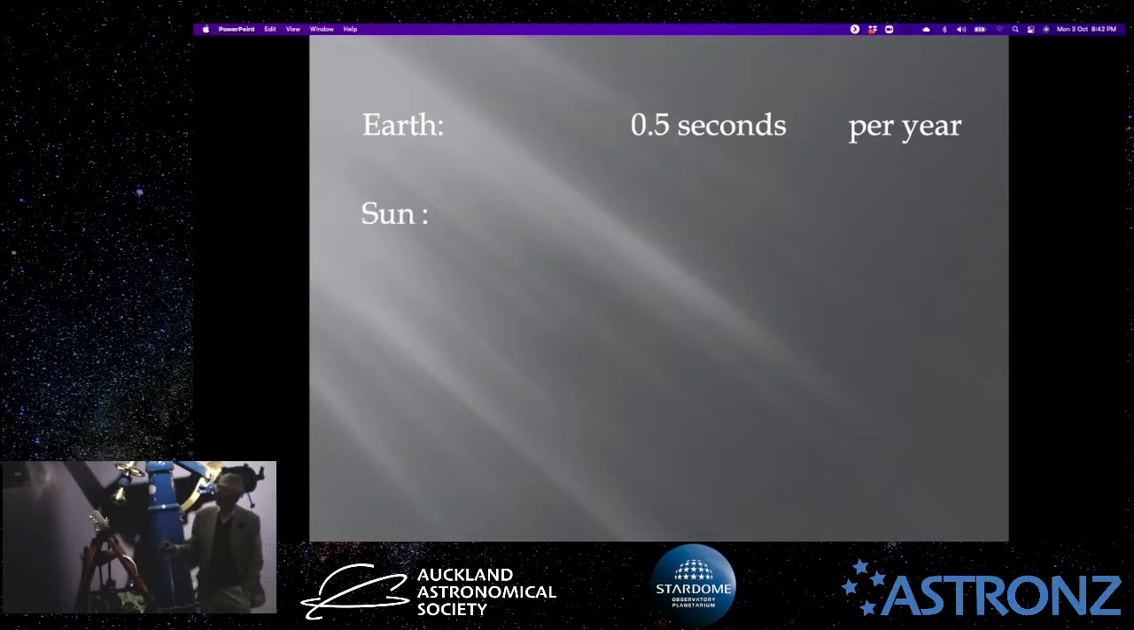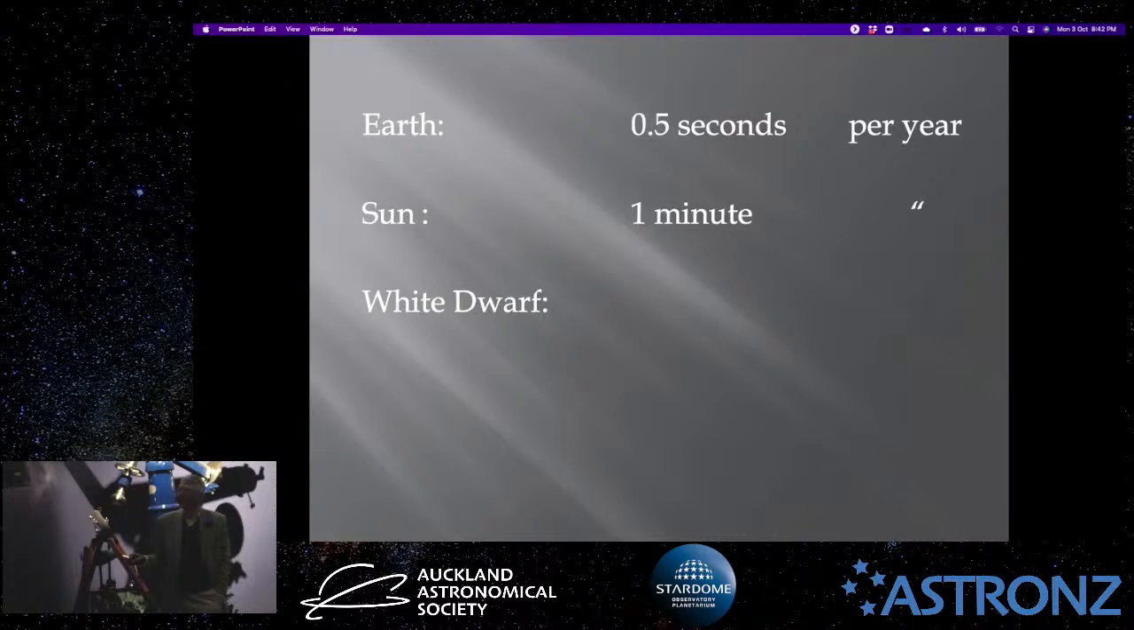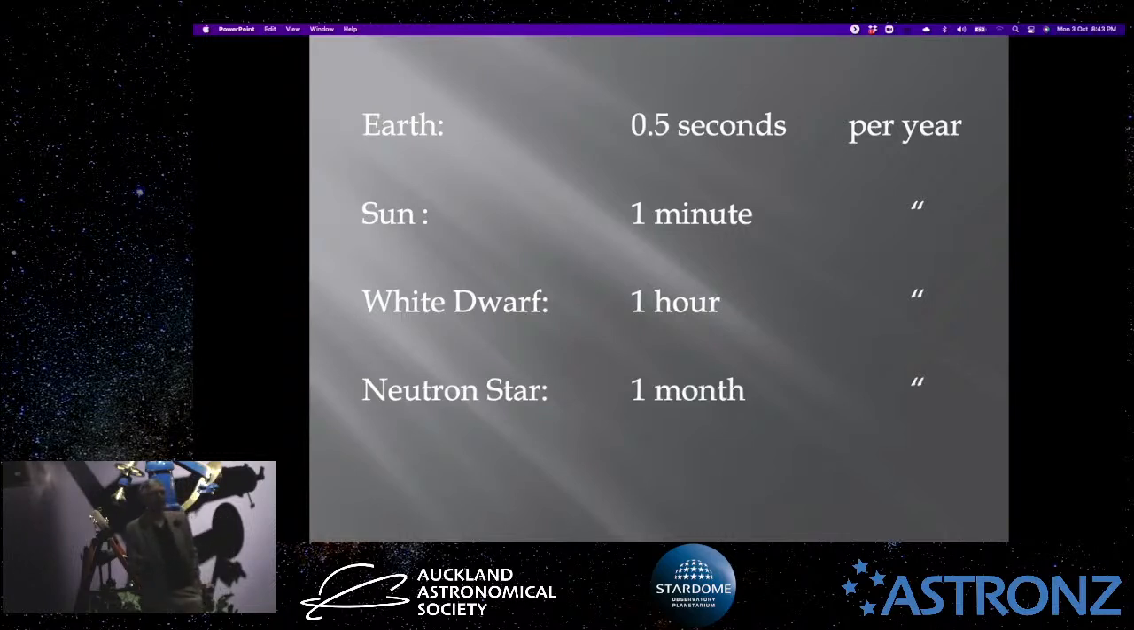On the surface of the Sun, time is slowed down by approximately a minute per year. On the surface of a white dwarf star, time is slowed down by more than an hour per year. The amount of redshift that produced, even in the 1920s, was measurable, was detectable. On the surface of a neutron star, time is slowed down by more than a month.